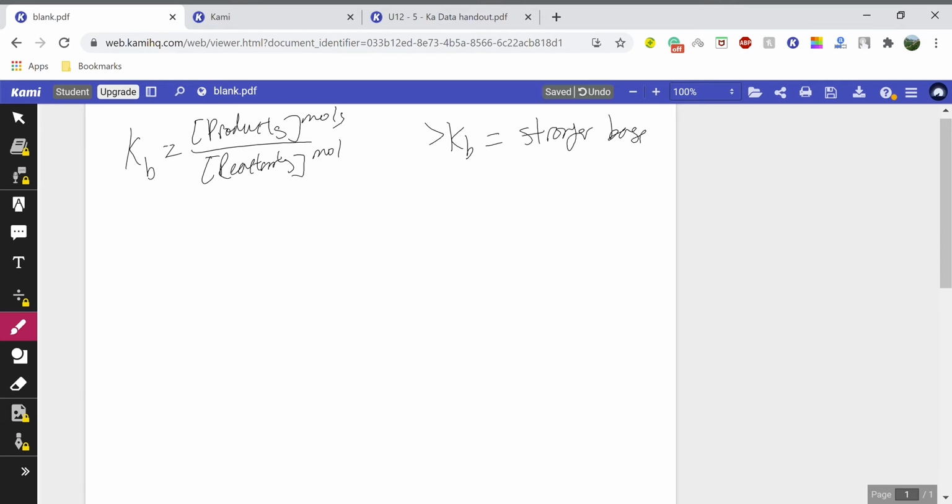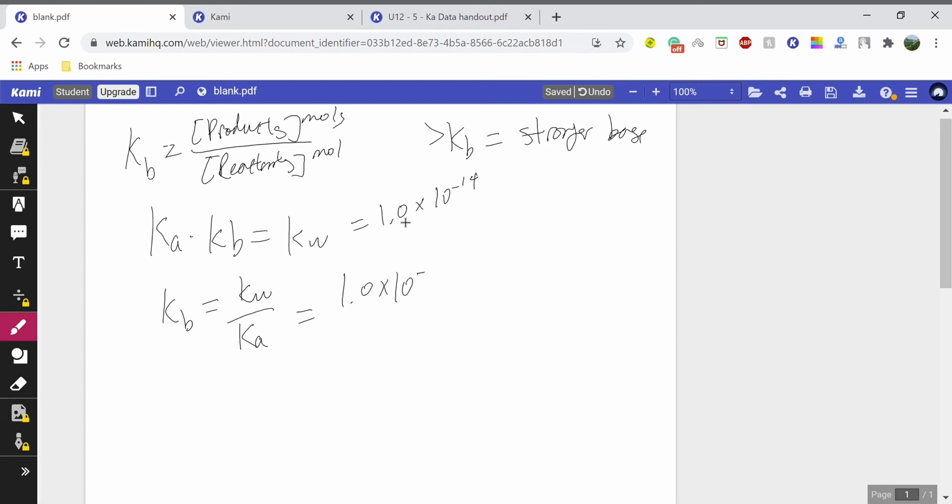Unlike Ka values, which we are most of the time given, Kb values aren't usually given, but you can find it using Ka, and this is the formula we're going to use. Ka times Kb is equal to Kw. Kw is the equilibrium constant for water, which we learned a few units ago. That is 1.0 times 10 to the negative 14th. So Kb is equal to Kw divided by Ka, which is 1.0 times 10 to the negative 14th divided by Ka. And with that, you can easily find Kb.